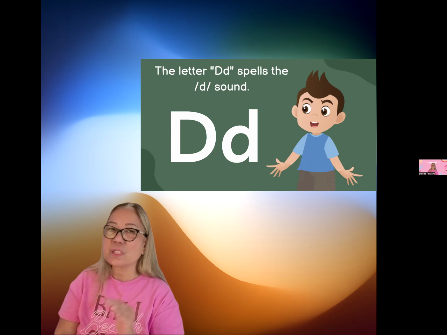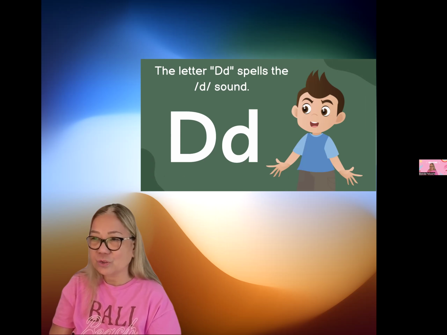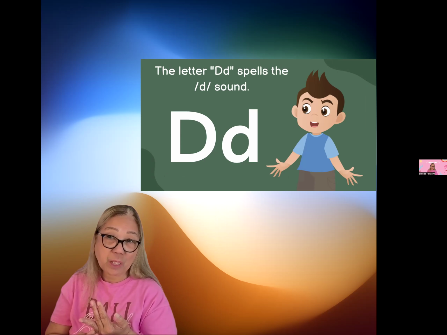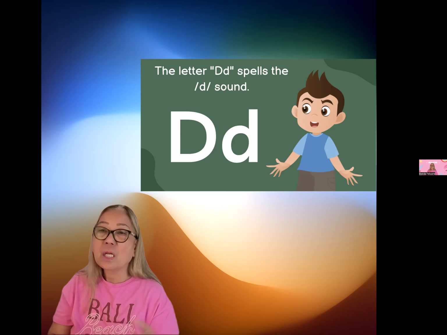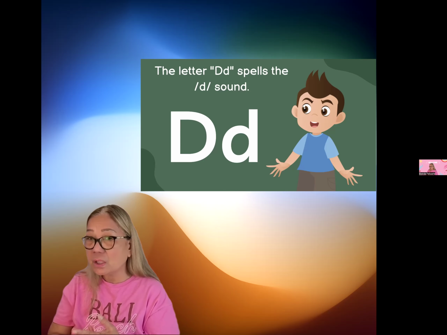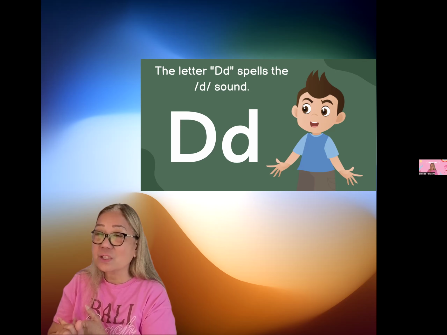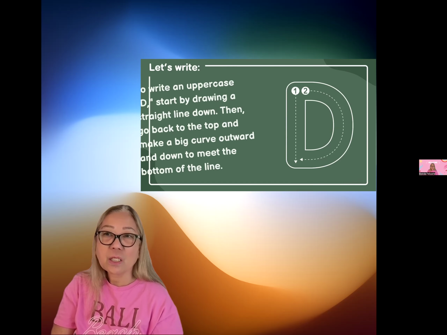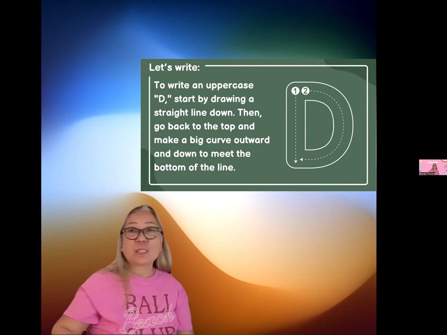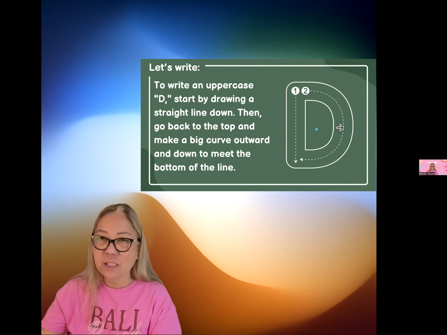Now, the letter D spells the D sound. So we have A spells A, B spells B, C spells K. And now D spells D. All right, let's write the uppercase D.